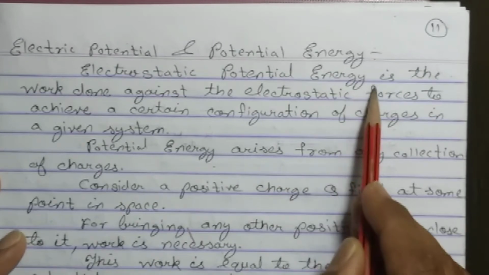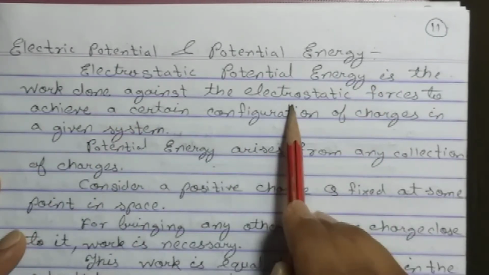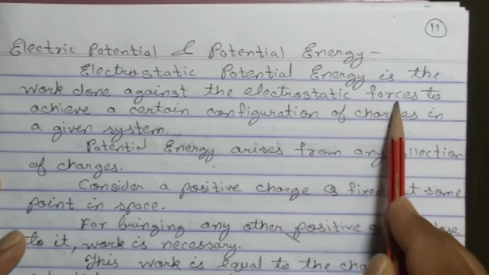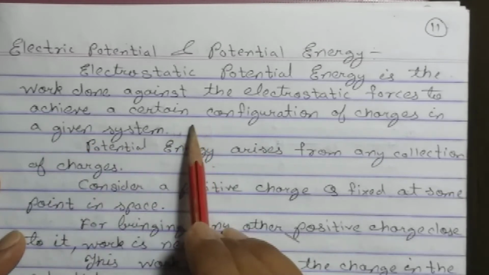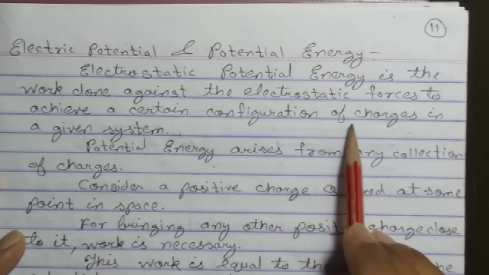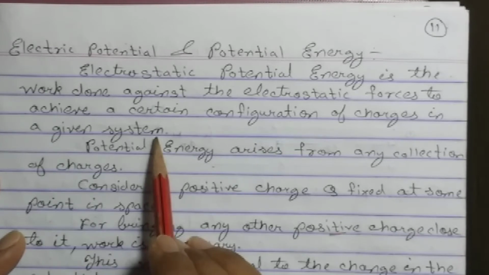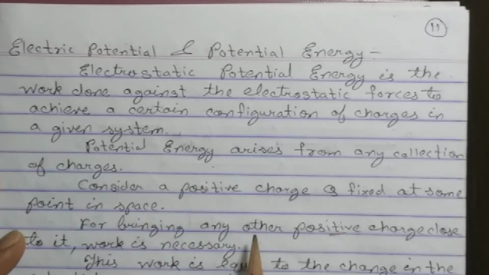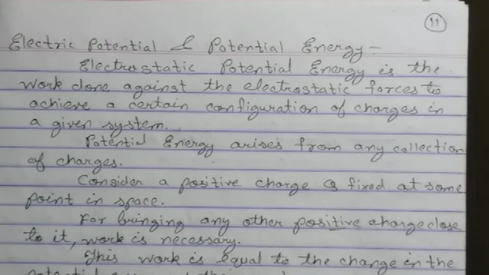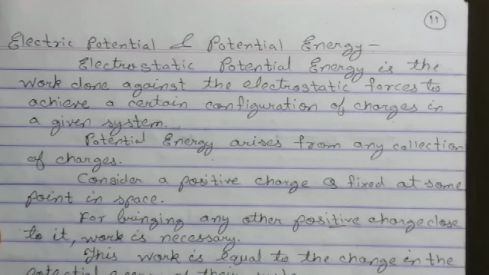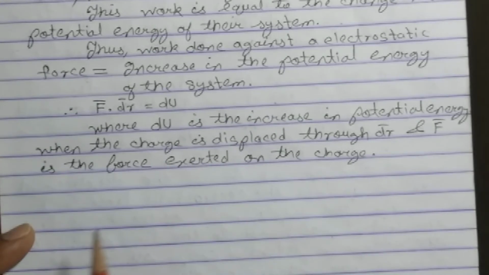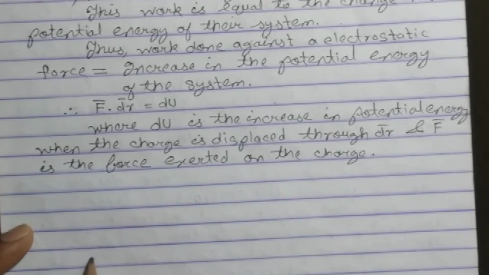Electrostatic potential energy is the work done against the electrostatic forces to achieve a certain configuration of charge in a given system. Students, suppose, let me consider, because this point is difficult to understand. So let us consider one point charge, which is plus Q.